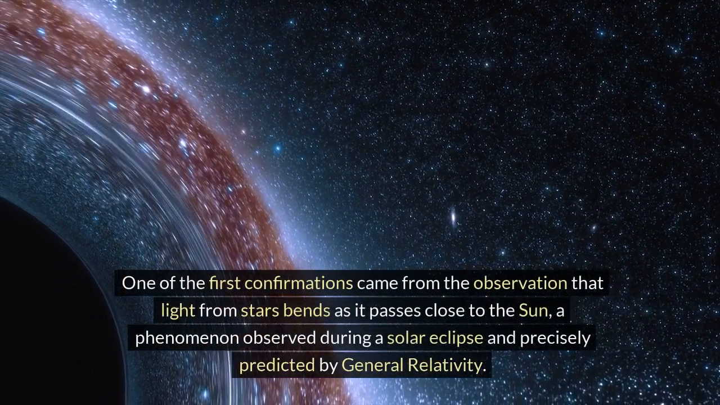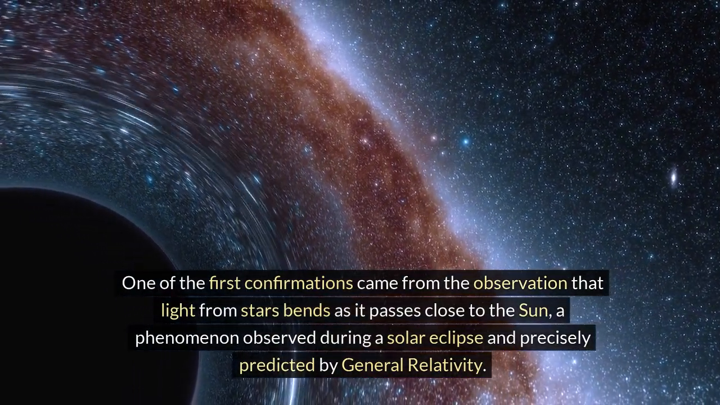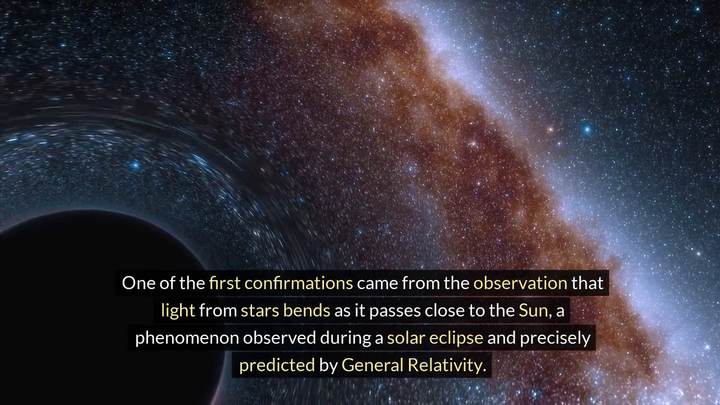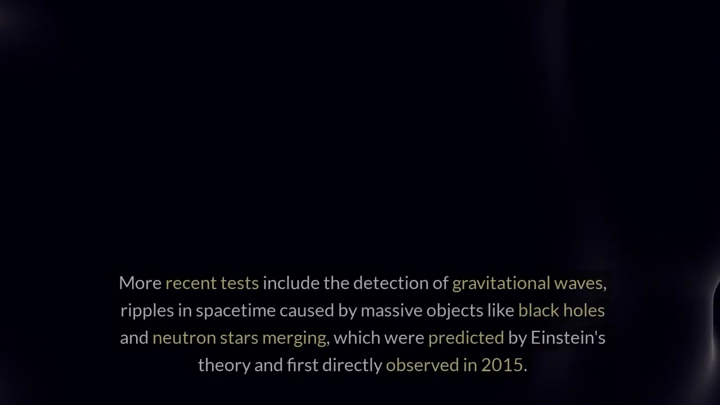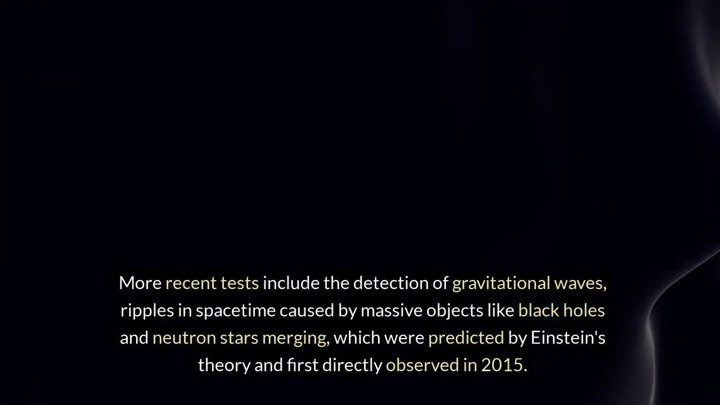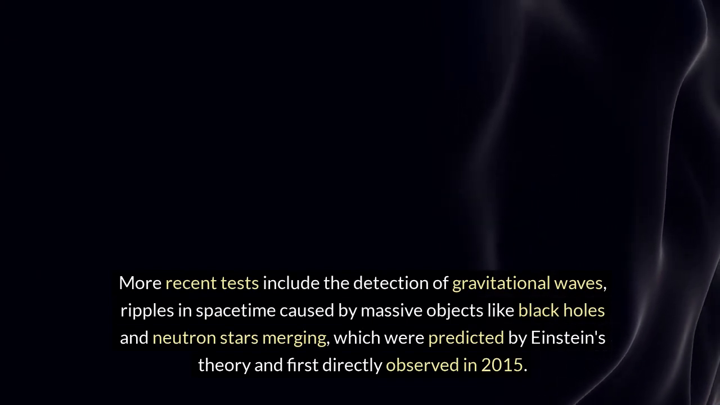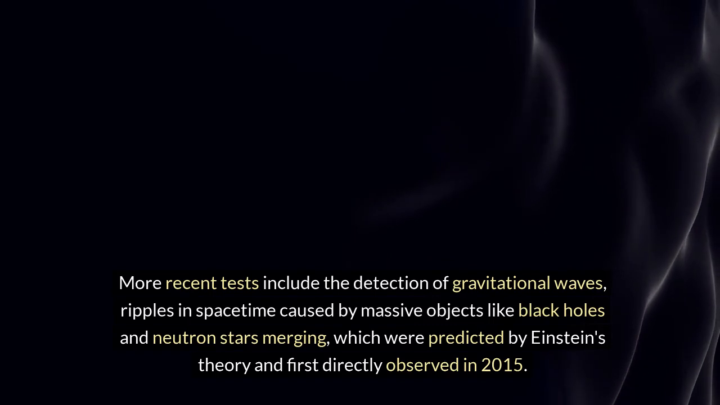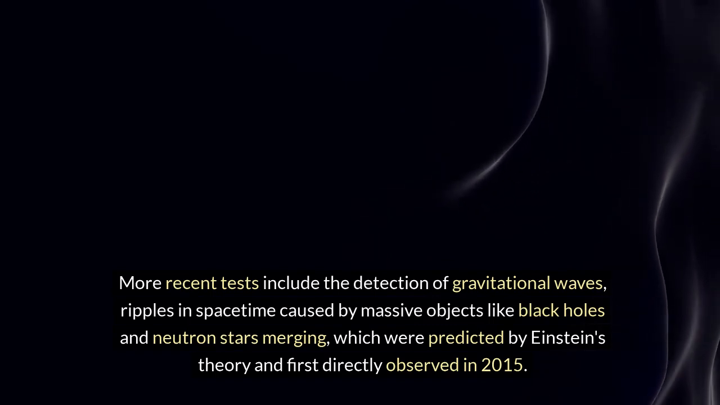One of the first confirmations came from the observation that light from stars bends as it passes close to the Sun, a phenomenon observed during a solar eclipse and precisely predicted by general relativity. More recent tests include the detection of gravitational waves, ripples in spacetime caused by massive objects like black holes and neutron stars merging, which were predicted by Einstein's theory and first directly observed in 2015.